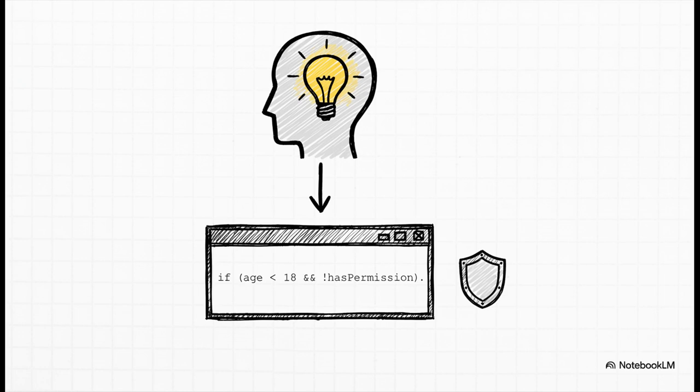We apply De Morgan's Law. We break the line, flip the sign, and we get this. If age is less than 18 and they do not have permission. See? So much cleaner. It's direct, it's what you actually mean, and honestly, code that's easier to read is code that's less likely to have bugs.